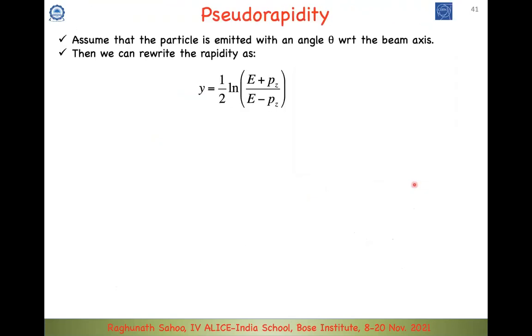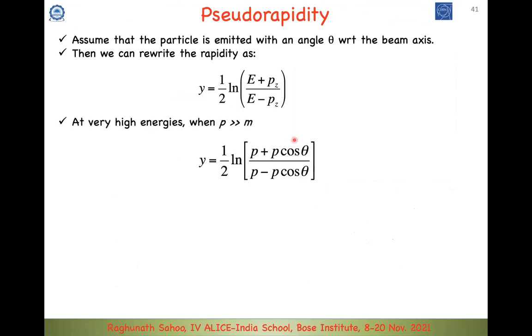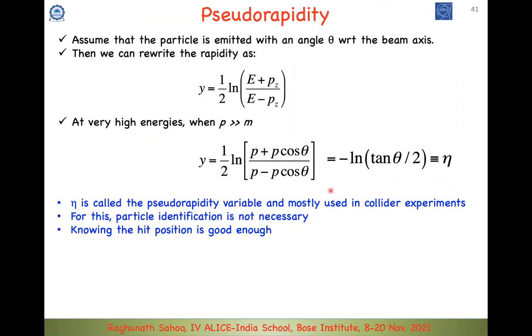So then let me introduce pseudo rapidity quickly, and I start with your rapidity definition, and at very high energies your P is much higher than M. So ignoring M, E can be written as P, and Pz is P cos theta. After I do this simplification, you will find that I land up with the beautiful formula of minus log tan theta by 2, and I say that it is my eta, the pseudo rapidity.